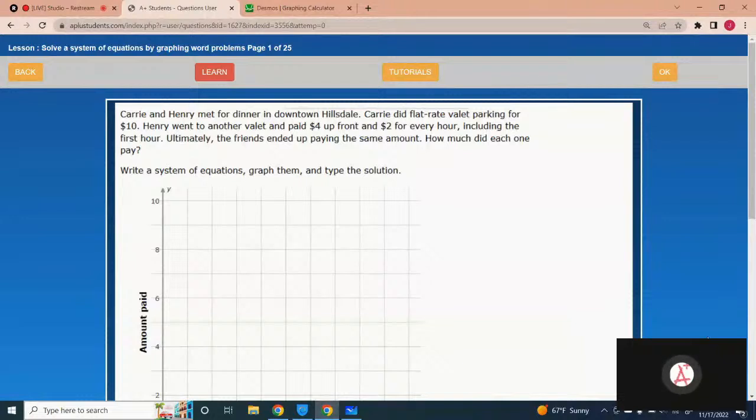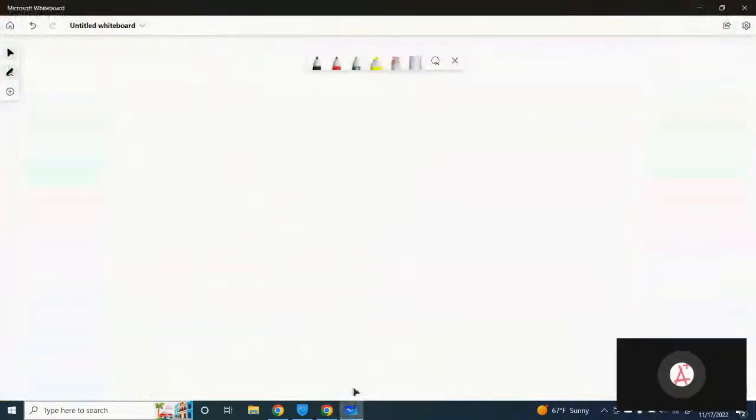Carrie and Henry met for dinner in downtown. Carrie did flat rate valet parking for $10. Okay, that means you have to use two variables, and the variables are x and y. Let's suppose x represents the number of hours and y represents the dollars. The first one is Carrie did flat rate valet parking for $10. That means you are given y equals 10. Got it? The total amount.